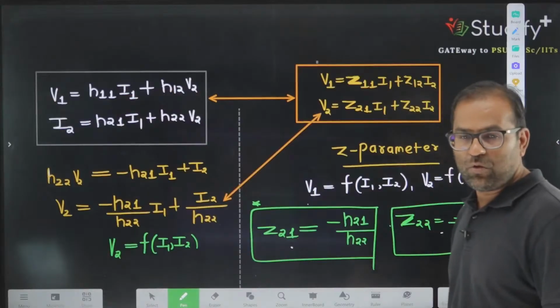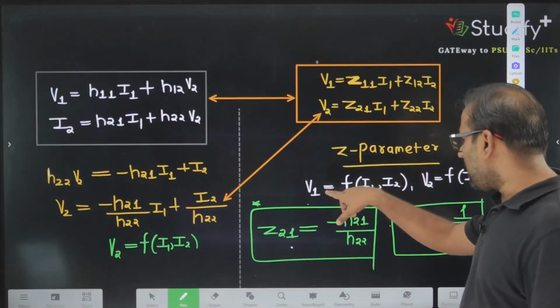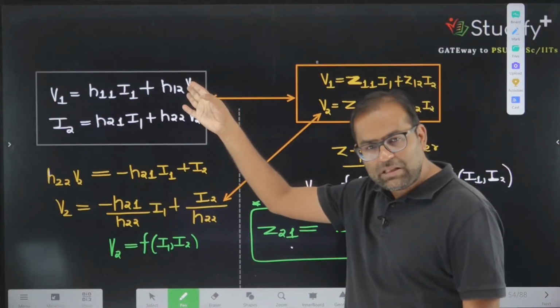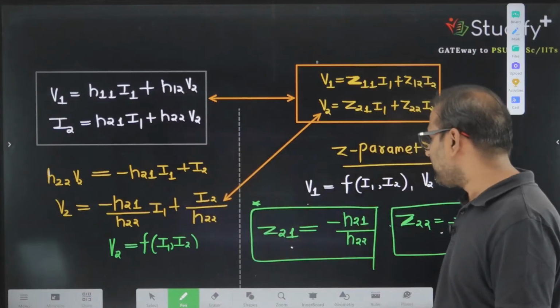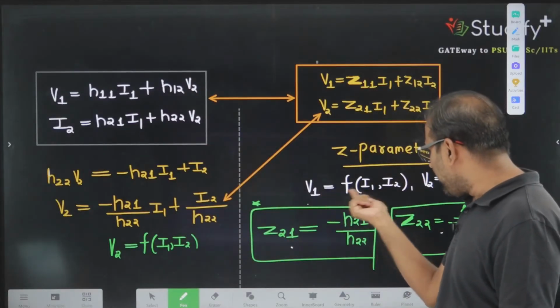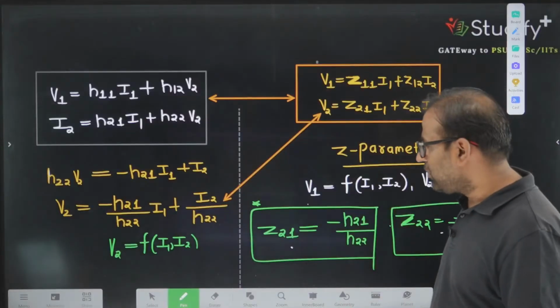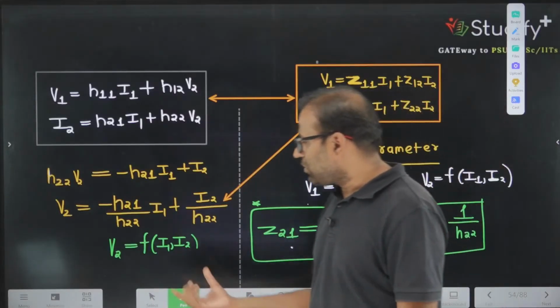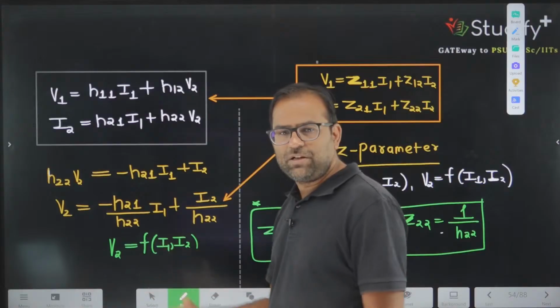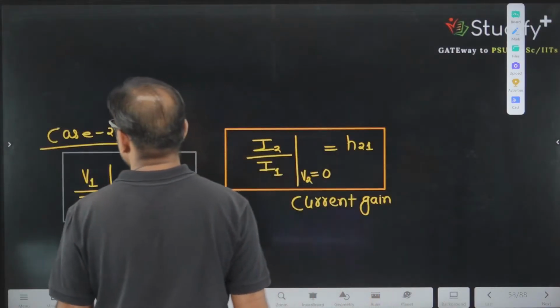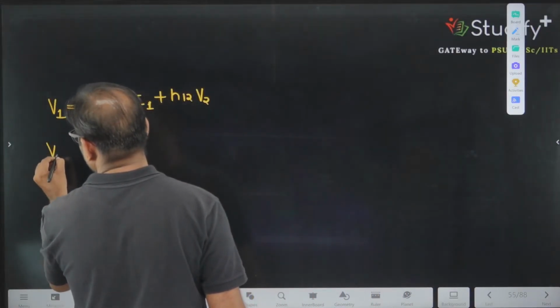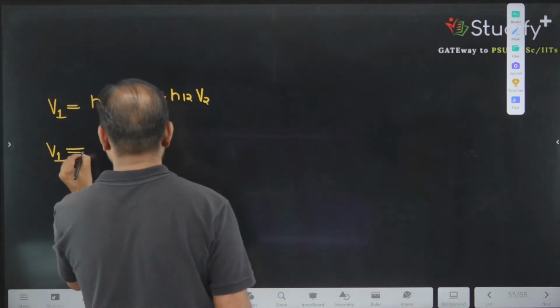V2 is the problem. We don't need V2. If you want to write the equivalent Z parameter for this in terms of H, then V1 should be a function of I1 and I2. But we don't need V2. So V2 is given here. We will write this V2. So can I say, instead of writing V1, we will write V2. And what is V2?